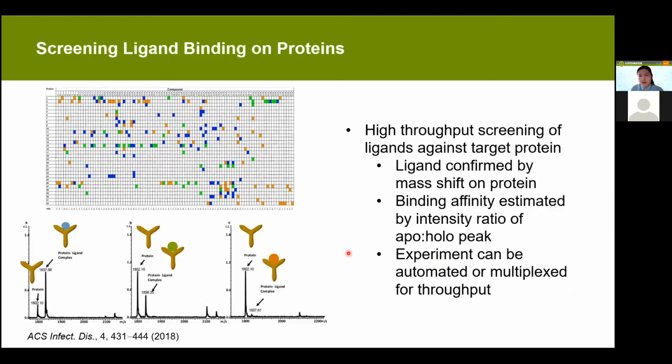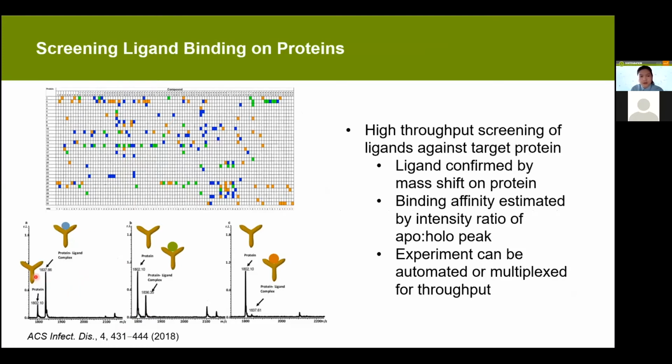The other thing I want to expand on a little bit is the protein-ligand interaction measured by native mass spectrometry. The benefit of using mass spectrometry is that this can be done in high throughput to screen ligands against a target protein. This is a manuscript published from Ron Quinn's group at Griffith University in Australia, and they were doing drug library screening using native mass spectrometry.